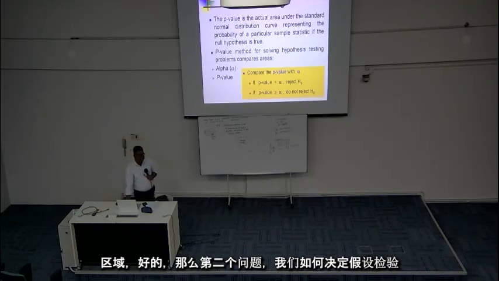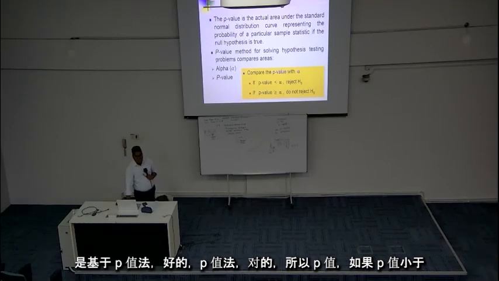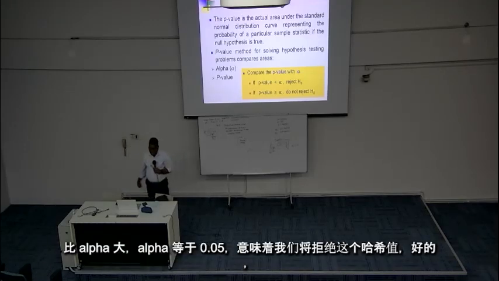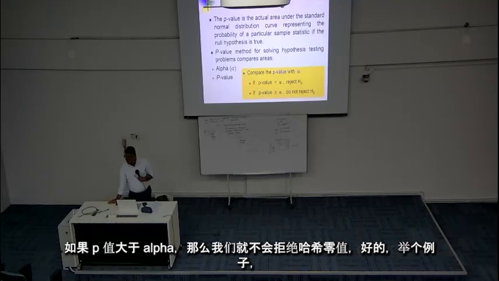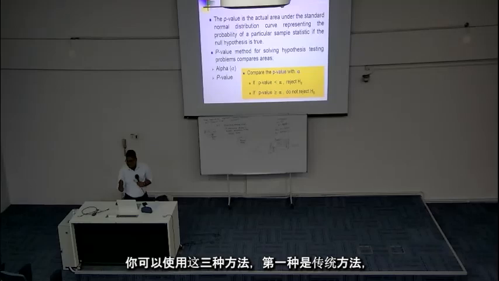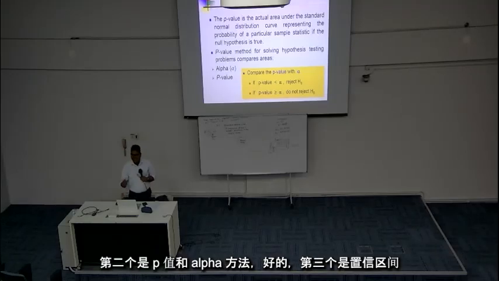All right. So the second way we decide in hypothesis testing is based on the p-value method. If the p-value is less than alpha, where alpha is equal to 0.05, then we reject the H null. If the p-value is greater than alpha, we do not reject the H null. So in one example, you can proceed with the three methods: the first is the traditional method, the second is the p-value and alpha method, and the third is the confidence interval method.